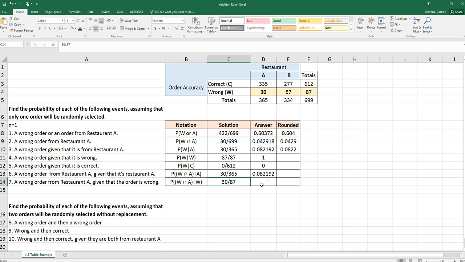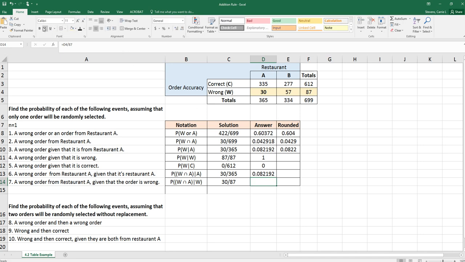Now, there is a shorter way of saying this. A shorter way of saying that would be A given wrong, right? Restaurant A given that it's a wrong order, because you would do the same thing. You would look at how many are wrong, so that would be your denominator, 87 in the bottom, and then out of those, how many were in restaurant A. Okay, so that means the same thing.